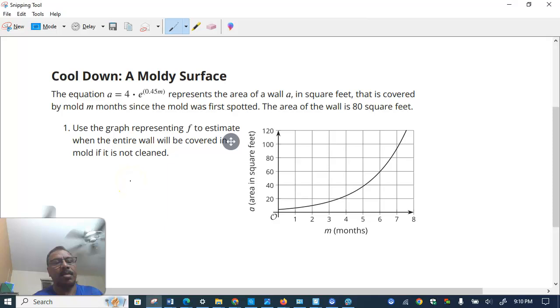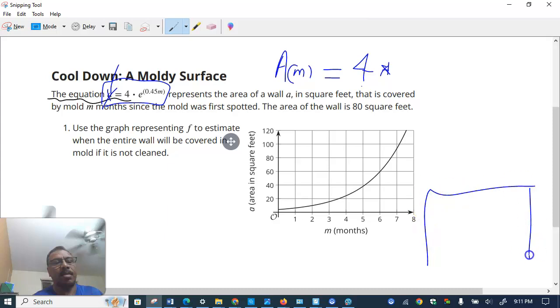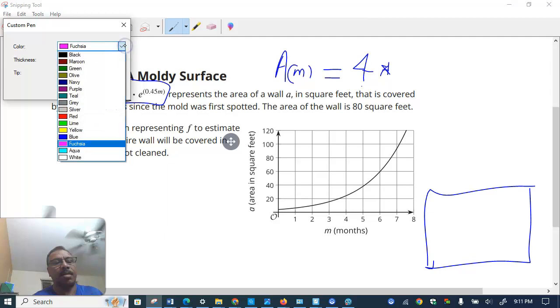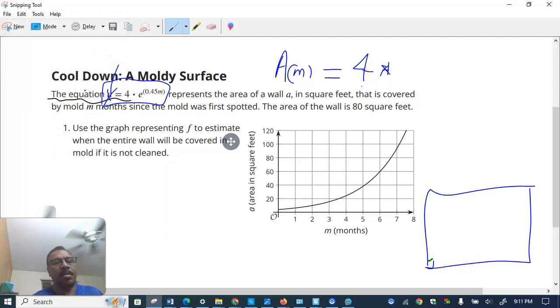So in the cool down, you are given the equation for the area. Instead of A, I'll use A of M. This represents the area covered by mold. In the beginning, by just looking at it, 4 square feet was the area. Let's see, if this is the wall and the mold is the green color, maybe this much is that area, which is 4 square feet.